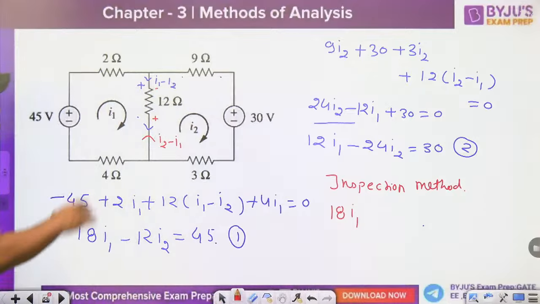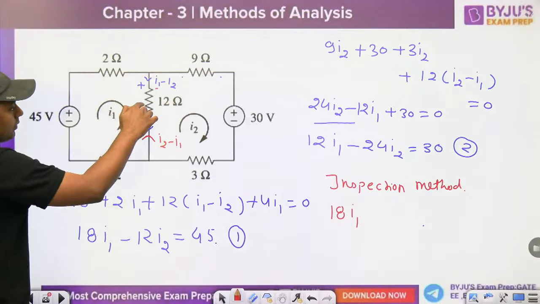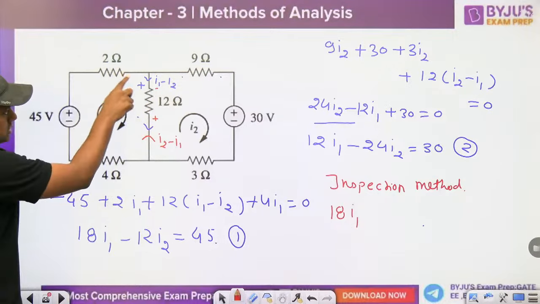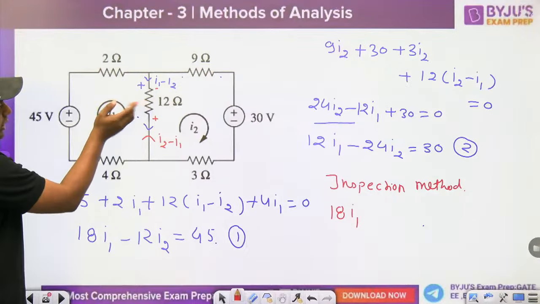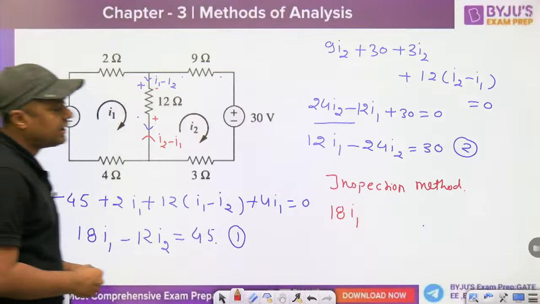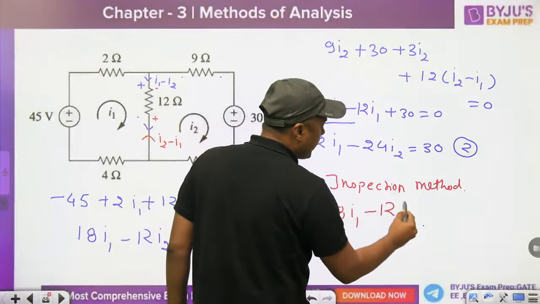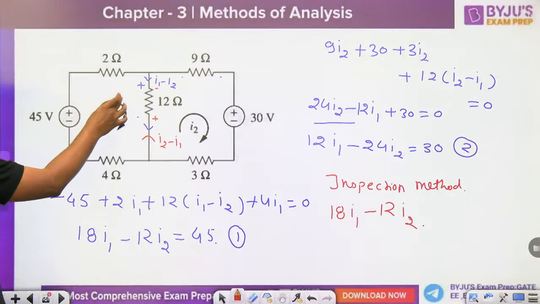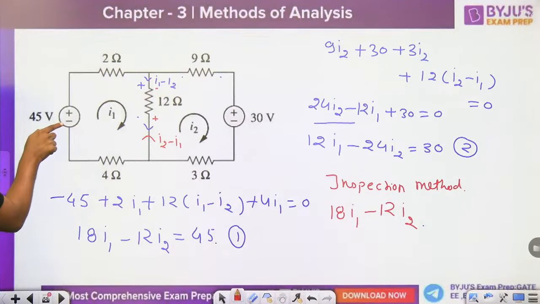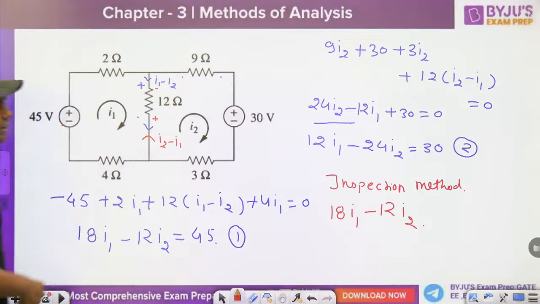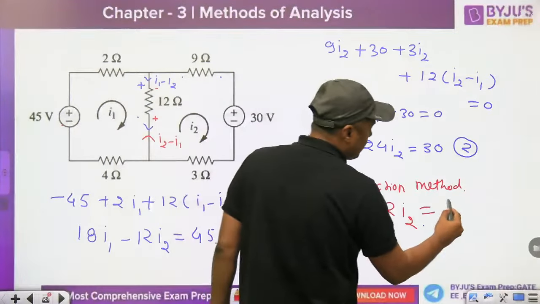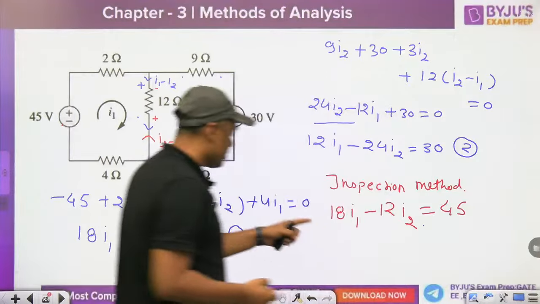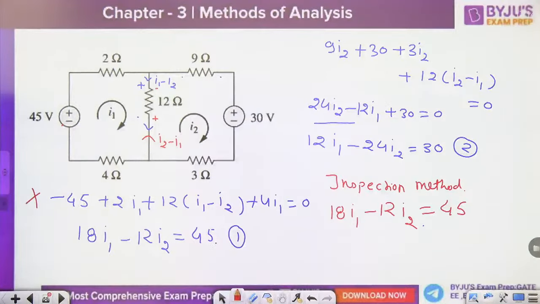And then what is the 12? 12 I2 will oppose I1 because I1 is in downward direction, I2 is in upward direction, and which resistor is common? 12. So directly you can write minus 12 times I2. And this battery will deliver the energy. How can we say? Because I1 enters through the minus and leaves the plus. So directly you can write on the right hand side 45 volt. So watch this equation. You can remove this step and directly write, and that is called the inspection method. You can save your time.